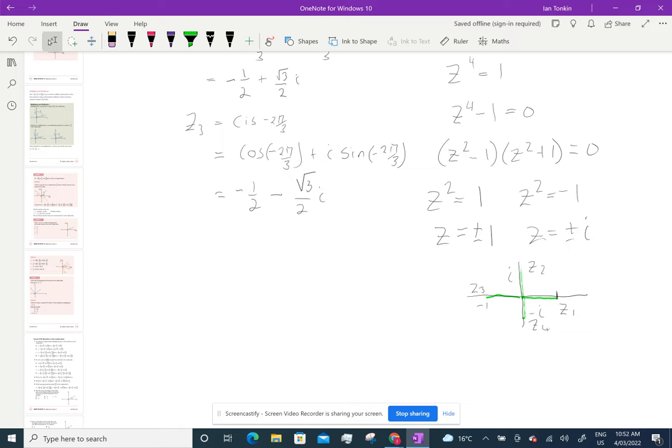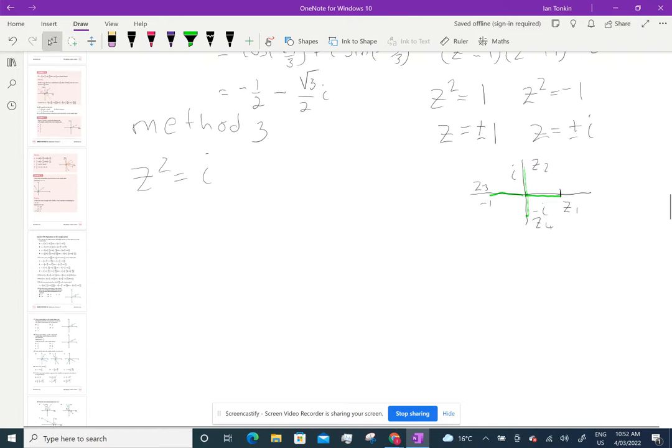So now let's go to that very first question, and we'll do it the third way. So this is method 3. We get z² = i. This is question 2a. So there are two roots and they're equally spaced.